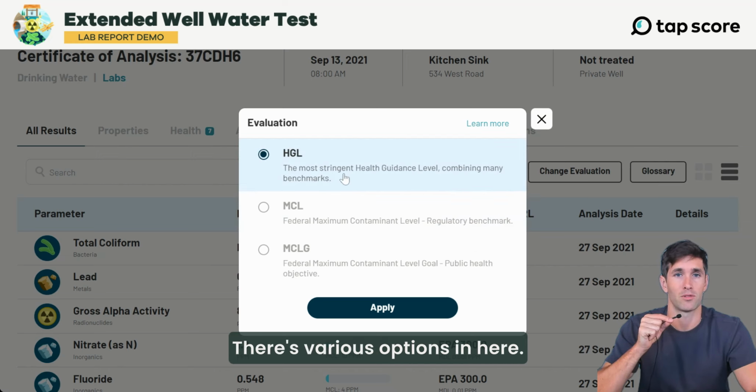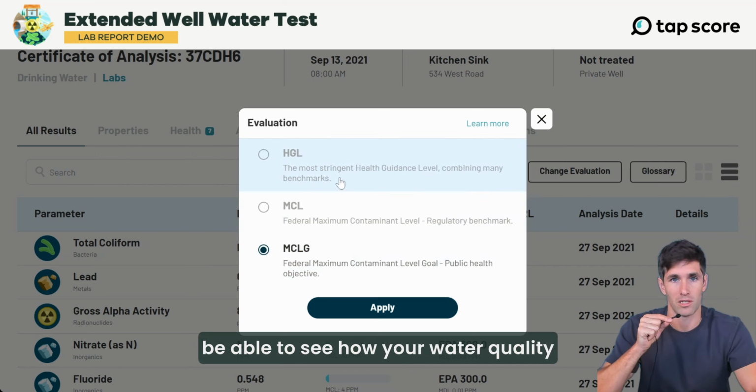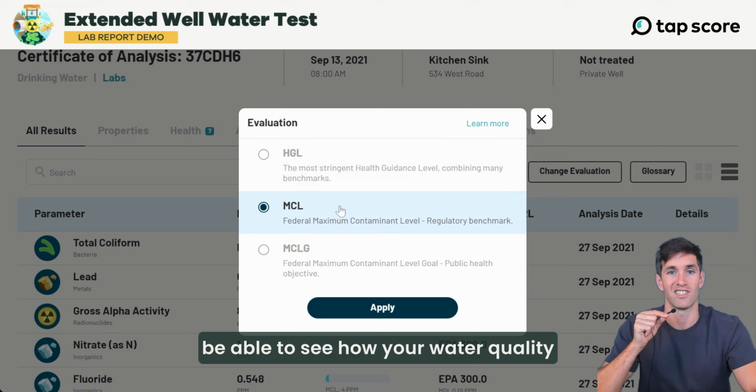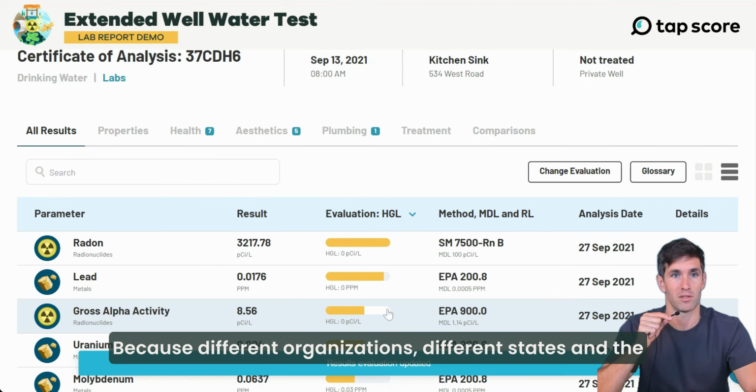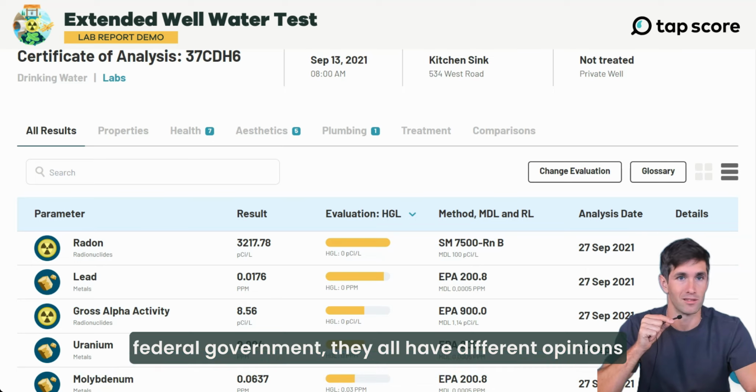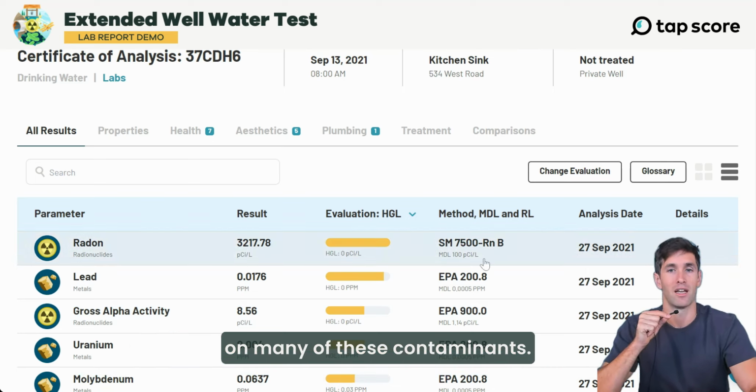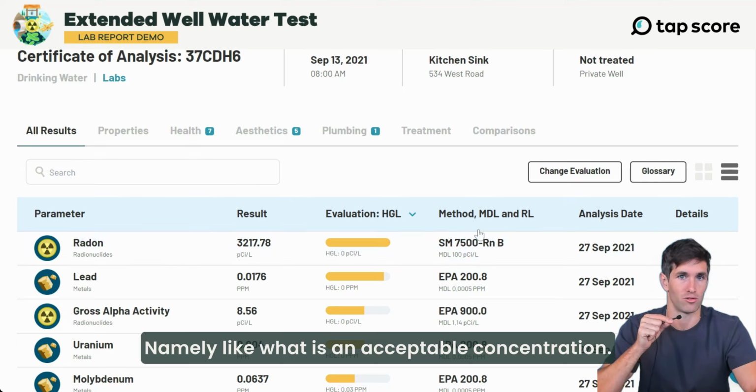There's various options in here. The whole point is we want you to be able to see how your water quality stacks up, how it compares to different benchmarks, because different organizations, different states, and the federal government, they all have different opinions on many of these contaminants, namely what is an acceptable concentration.